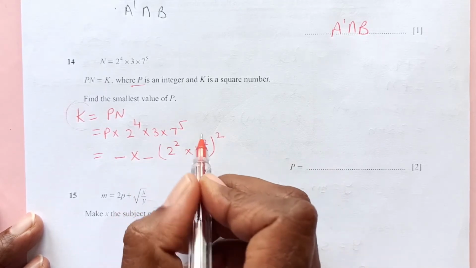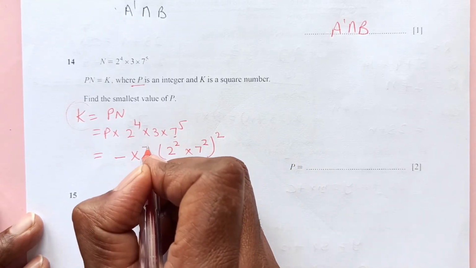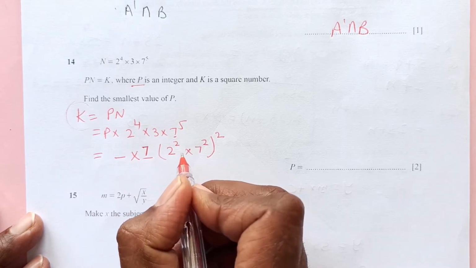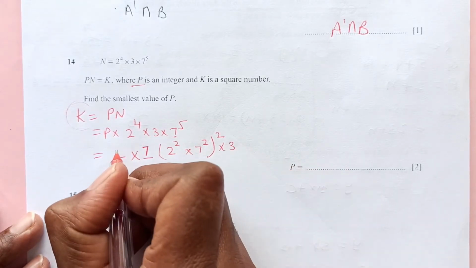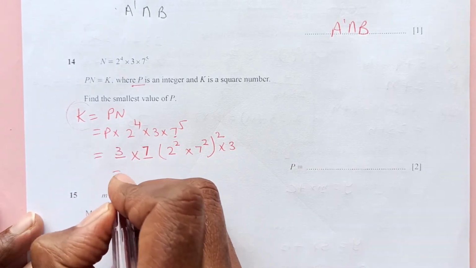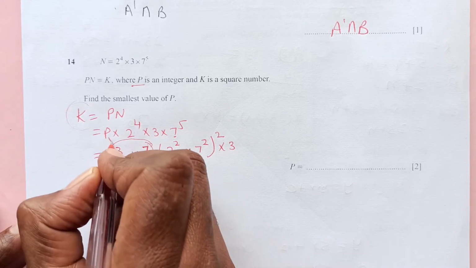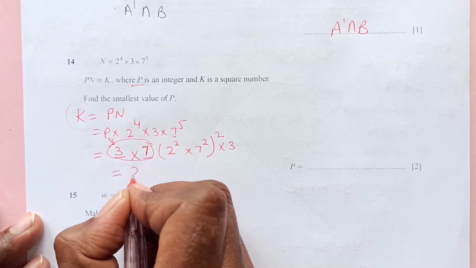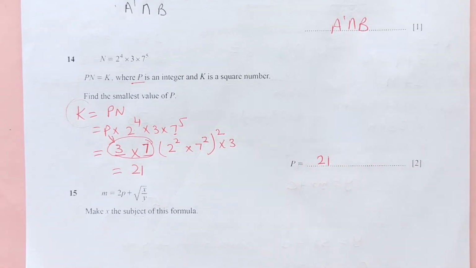You see, this is 2 power 4 and still we are left with one more 7, so that will go here. So that means to make this 3, we need one more 3. So in this case we have added these two numbers here, so that means that is the value of p, which is 21, right? So p will be 21 here.